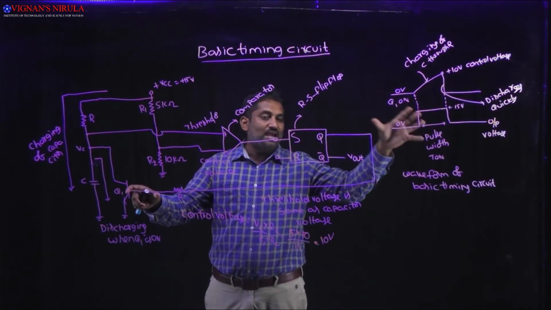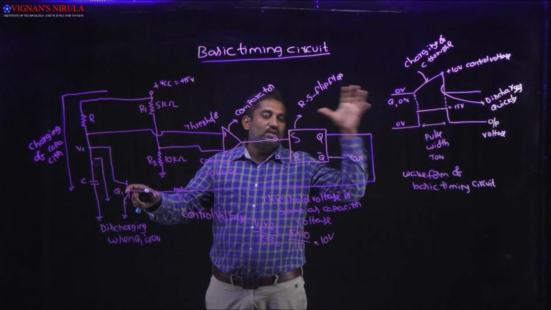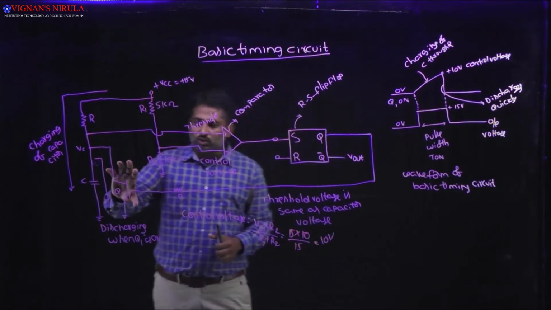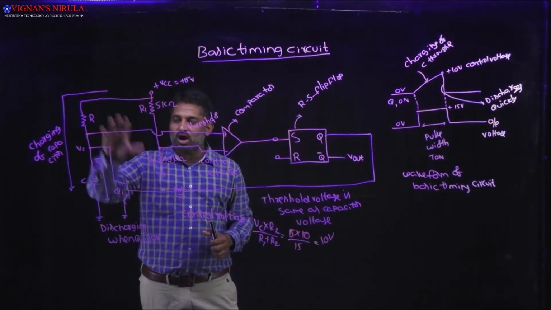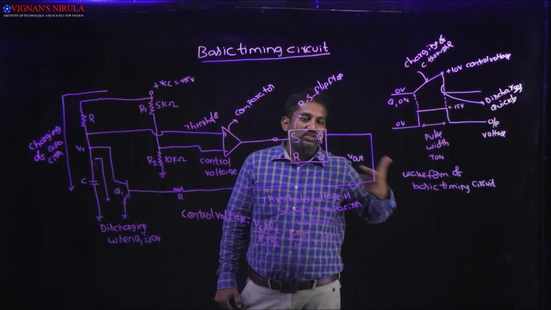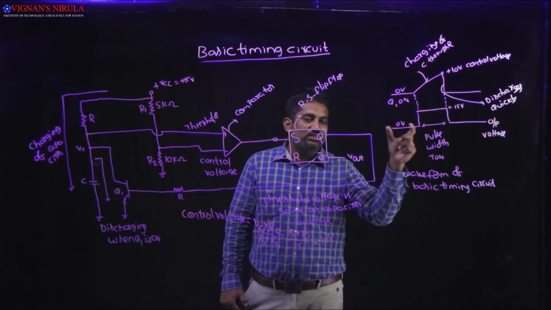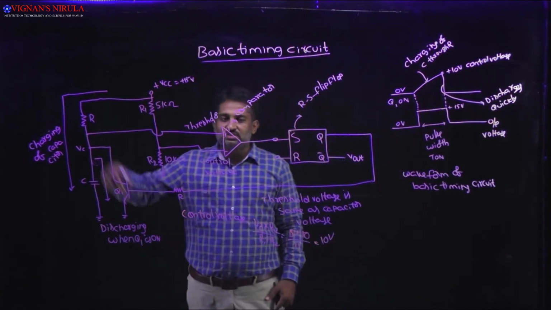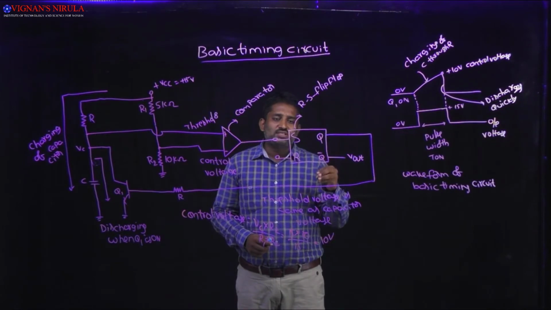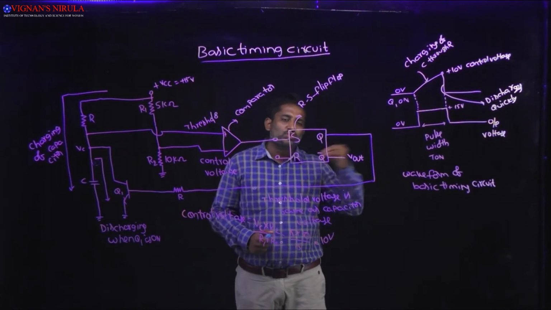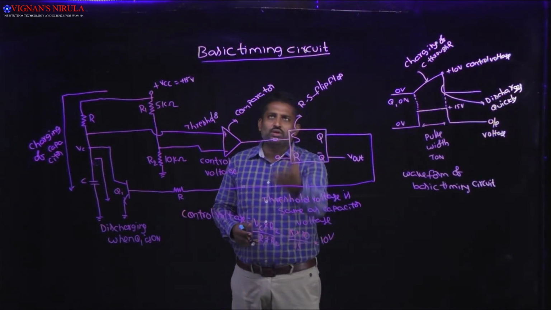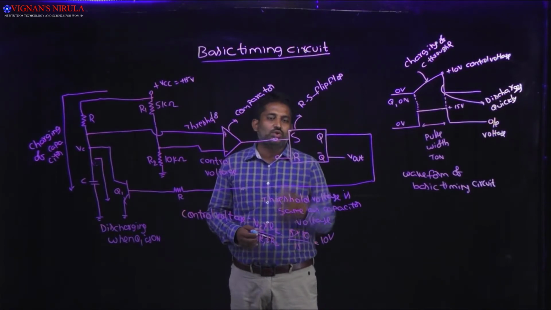And the pulse width time depends upon the charging of the capacitor. The charging of the capacitor takes place when Q1 is off. At that time we get the pulse width at the output, and the pulse width time depends upon the elements R and C. This is about the basic timing circuit, and this basic timing circuit will be used in the IC 555 timer. For the construction of the IC 555 timer, we are going to use this basic timing circuit operation.